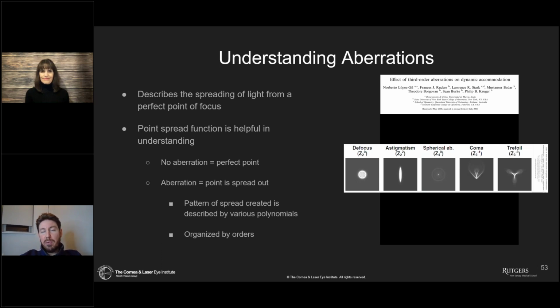This is what we're going to get as halos, flare, and starbursts, right? Flare being the coma, kind of that streaking or comet tail-like effect, trefoil giving you that starburst effect, and spherical aberration giving you that halo effect. Those are what we refer to as higher order aberrations.